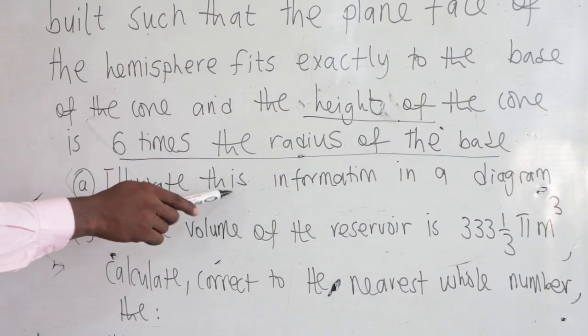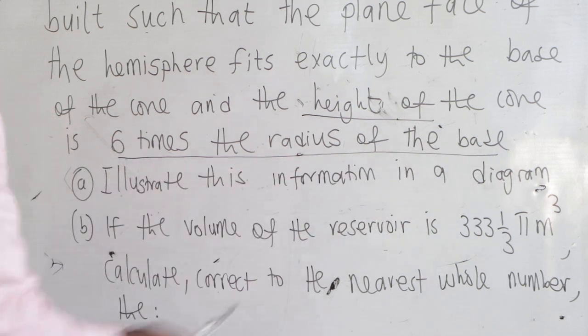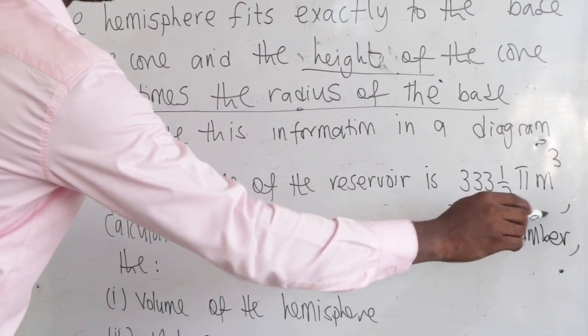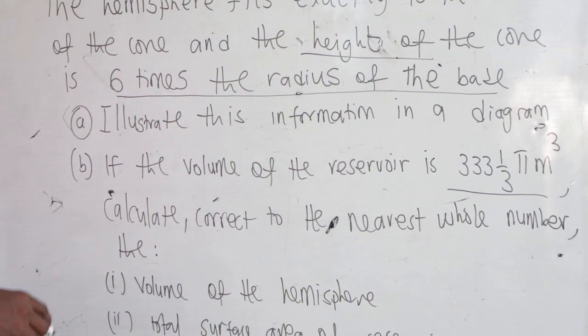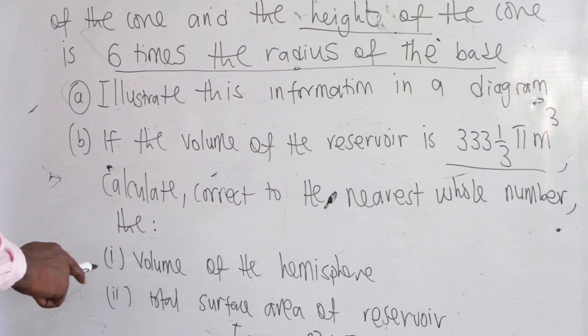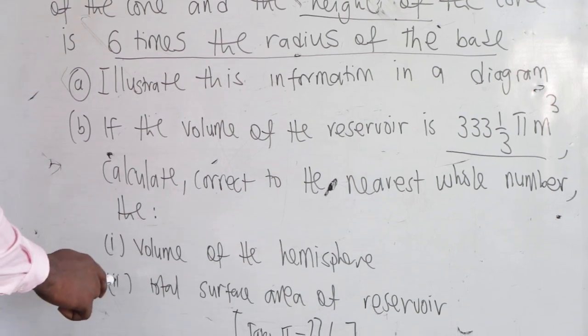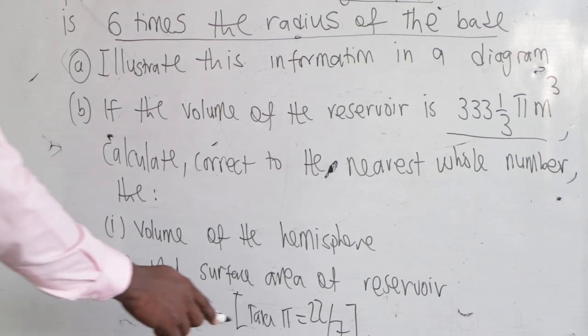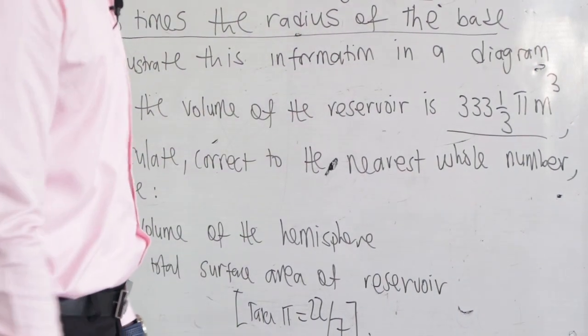First, we should illustrate this information in a diagram. Second, if the volume of the reservoir is 333 1/3 pi meters cubed, we should calculate, correct to the nearest whole number, (i) the volume of the hemisphere, (ii) the total surface area of the reservoir. We should take pi to be equal to 22/7.